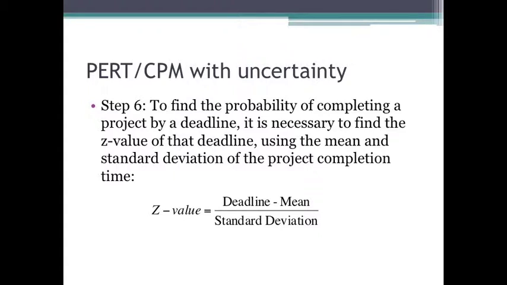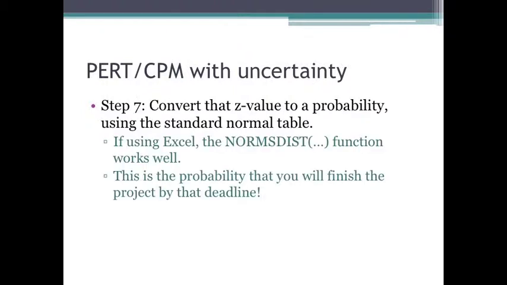The deadline will be given to you. The mean is just the mean completion time of the project that you calculated using PERT CPM. The standard deviation is the project standard deviation that you just calculated. Then, once you have that z-value, you convert that z-value to a probability using the standard normal table. And if you're using Excel, you can use the NORM.S.DIST function. You put that z-value into your NORM.S.DIST function, and that gives you the probability that you'll finish the project by a particular deadline.